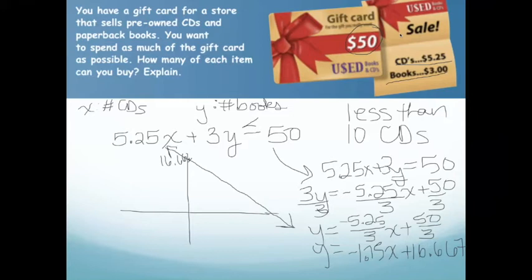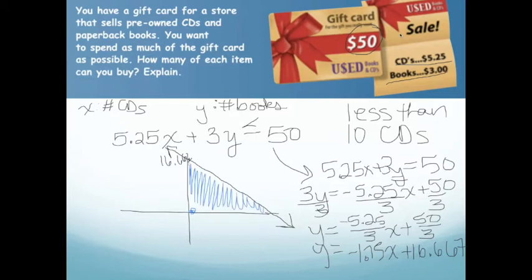Okay, so since I want my gift card to be able to cover the cost, I know that 0 works, right? I can buy 0 CDs and 0 books. I have enough money for that. So that tells me that this whole triangle here, let me try that again. I colored outside the lines. Okay, here we go, that's better. This whole triangle here gives me my solutions.